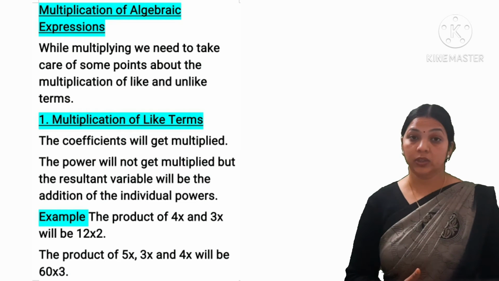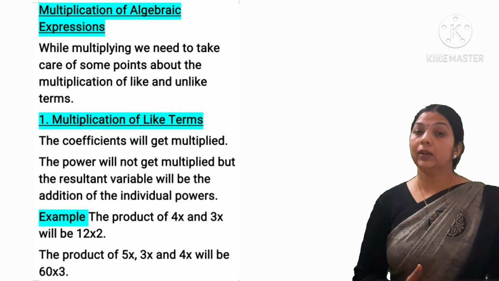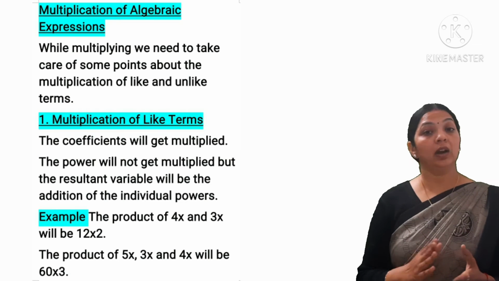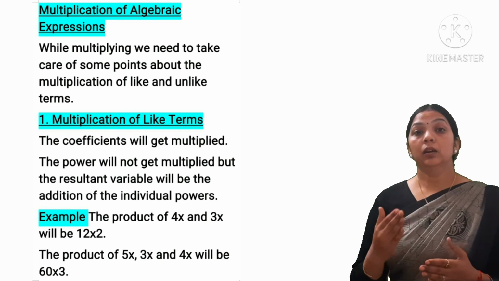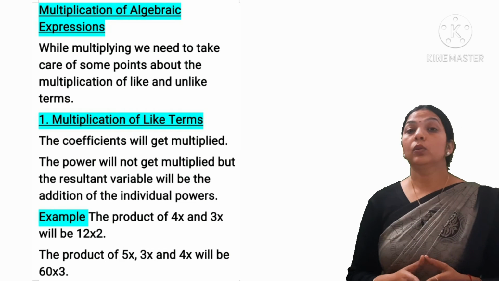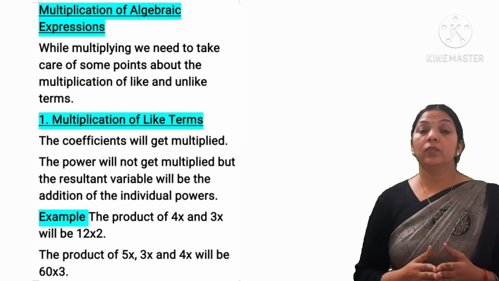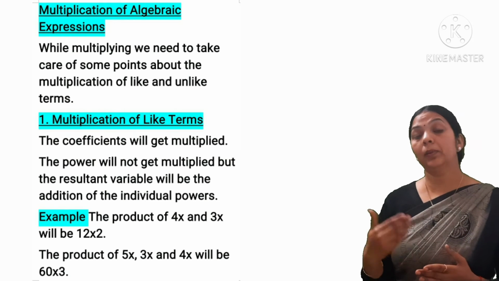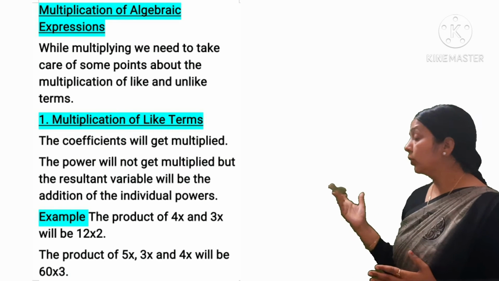Multiplication of algebraic expressions. While multiplying, we need to take care of something: we can easily multiply like terms and unlike terms. In case of addition and subtraction, we can't add or subtract unlike terms, but for multiplication and division, we can multiply two unlike terms also. So first we will learn how to multiply like terms. The coefficient will get multiplied with the coefficient, and the variable will be multiplied with the same variable, and we would get an exponent for that.